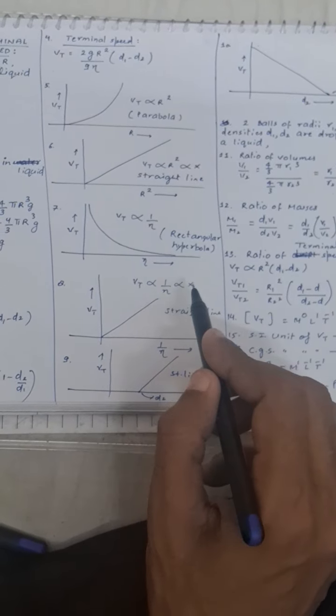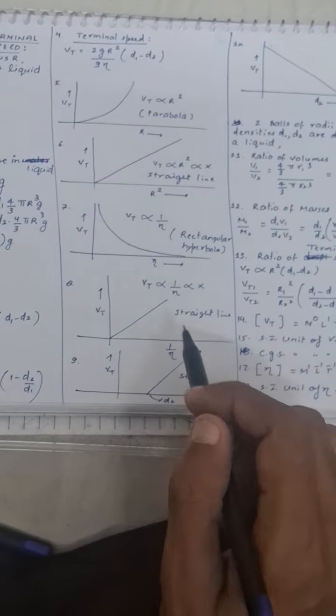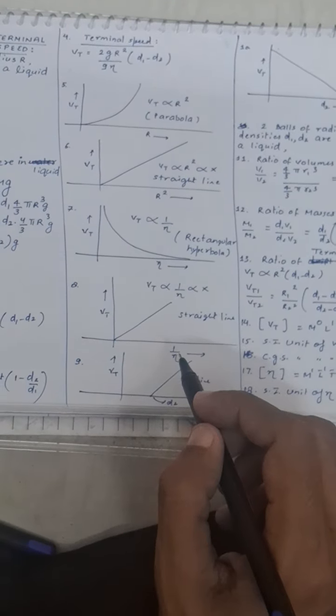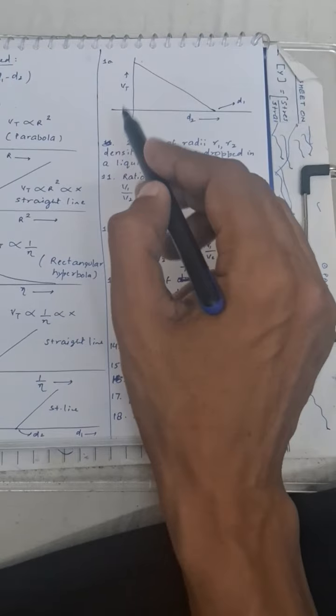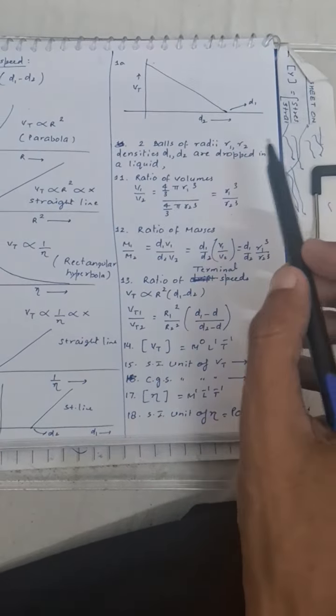So 1 by eta can be taken as x, so vt is proportional to x, and the graph will be a straight line. Then we have the vt and d1 graph, which will again be a straight line. Then we have the vt versus d2 graph, which will again be a straight line but with a negative slope.